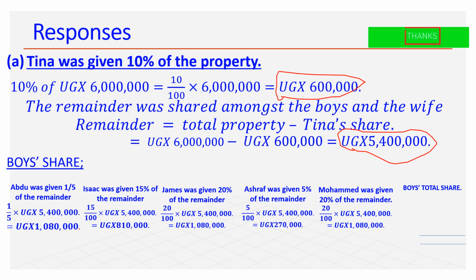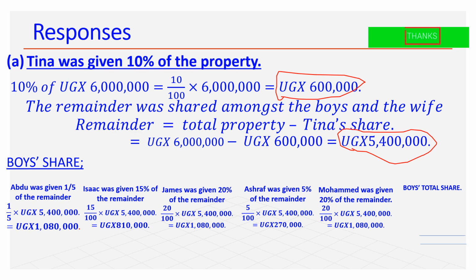In simple terms, we get to realize that Abdul, Isaac, James, Ashraf, and Mohammed are the 5 boys. And then Tina is making the 6th child, and those are the 6 children that Lutaya has.